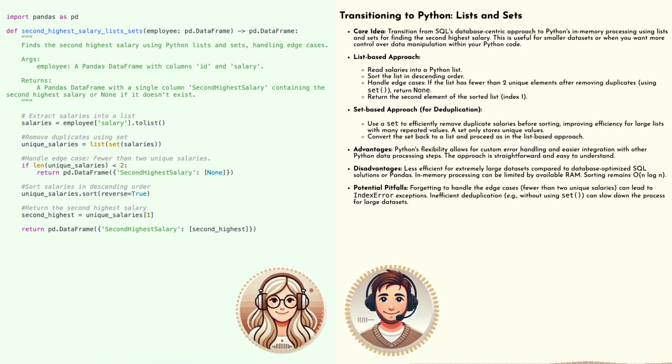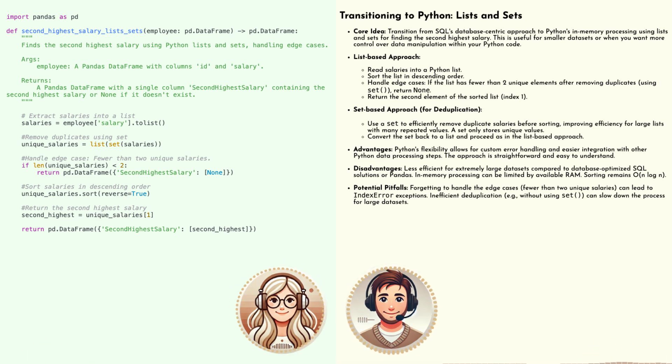Very. Are there ways to tweak this approach to account for duplicates and those special cases where a second highest salary might not exist? Definitely. Python gives us a lot of control over how we handle those situations. One way is to use sets. Oh, sets. Interesting. So we could convert our list of salaries into a set, which automatically removes any duplicates. Right. Then we could convert that set back to a list, sort it, and grab the second element. That's clever. Using sets to ensure we're only dealing with unique values.